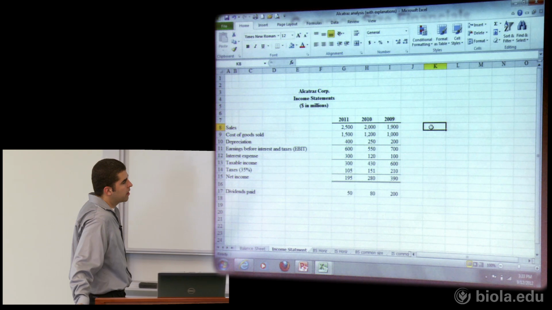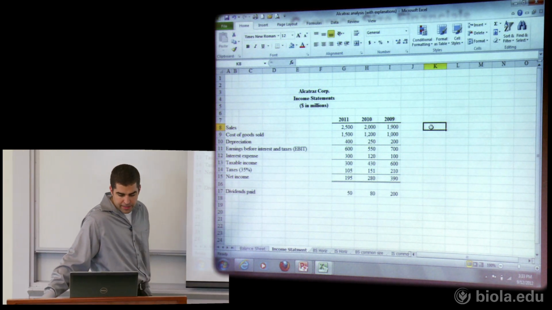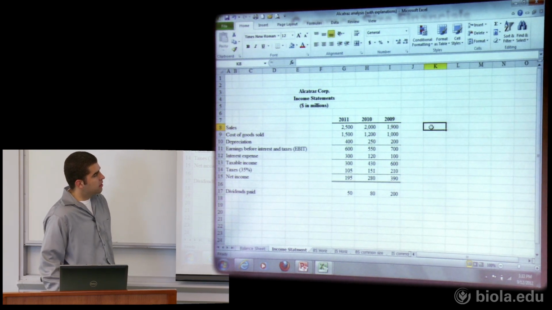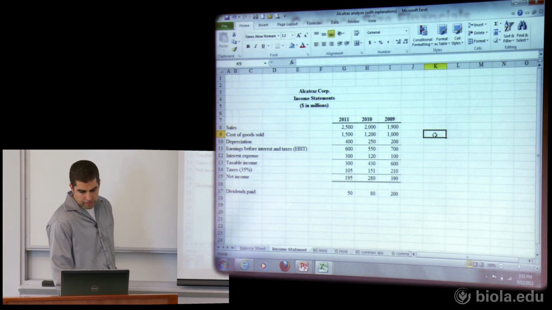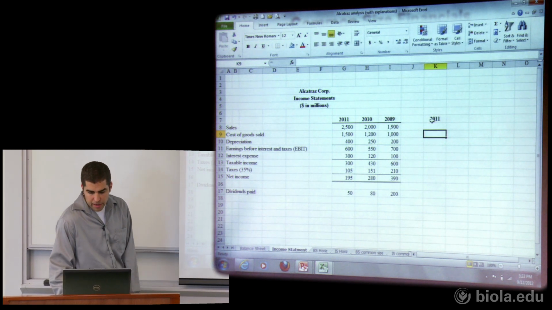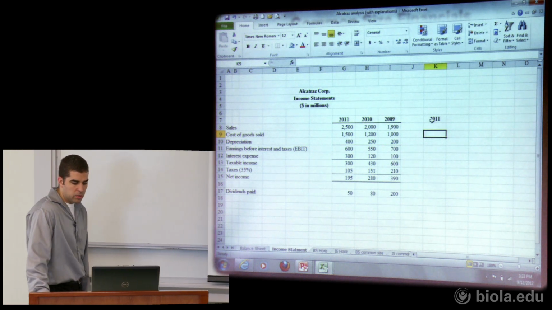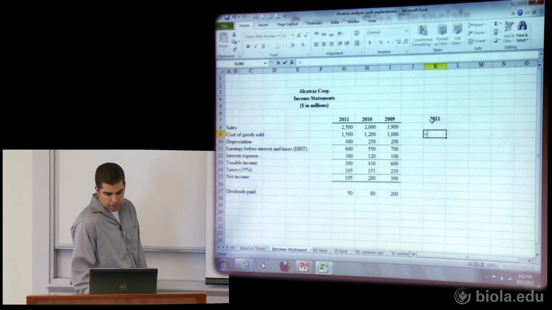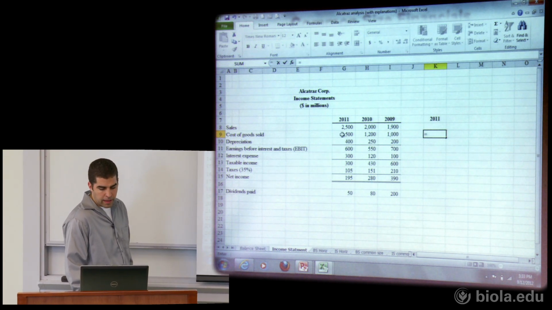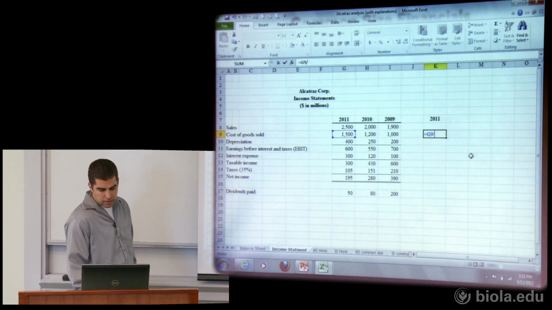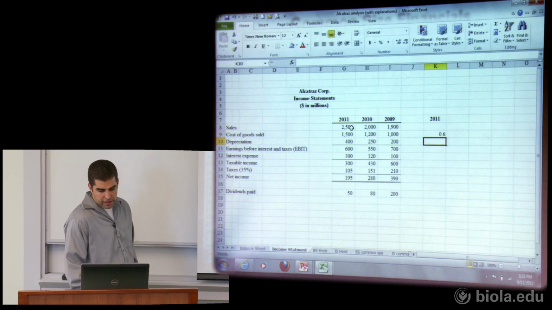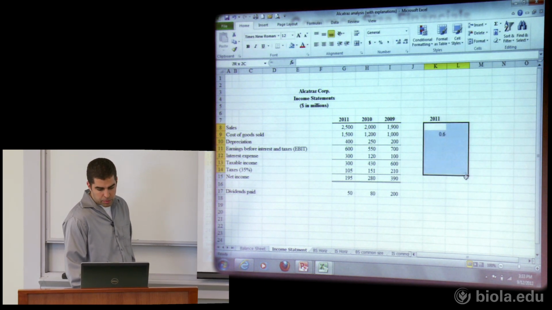Let's come back together here and let's go through these. Let's start with 2011. Kyle, why don't you help me build some of the 2011 numbers here? If I was going to take 2011 right here and figure out my component percentage for cost of goods sold, what numbers would I use? Cost of goods sold, which is 1,500, divided by your total sales, which is 2,500. So 1,500 divided by 2,500 is 60%.